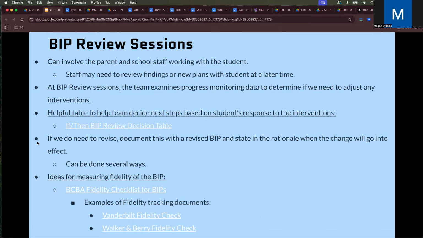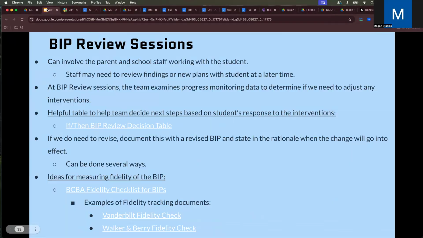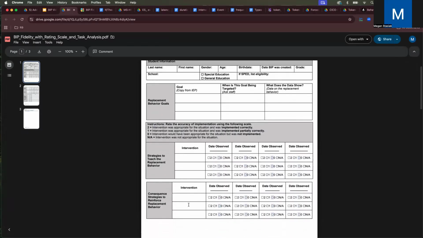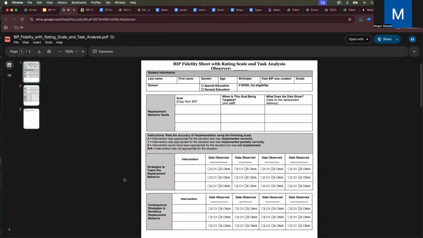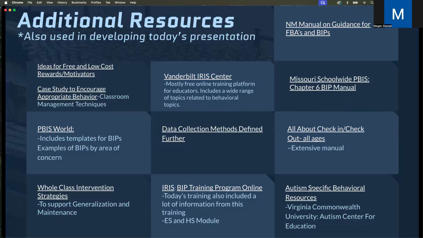Now, if you want to measure fidelity more closely, I did list a link for a website that explains more how to do that. We've also got a couple different forms that are just general examples on how to track if the student was taught the replacement behavior, if they had used consequences, if they actually used it in action, and how that went with all of the different parties involved.